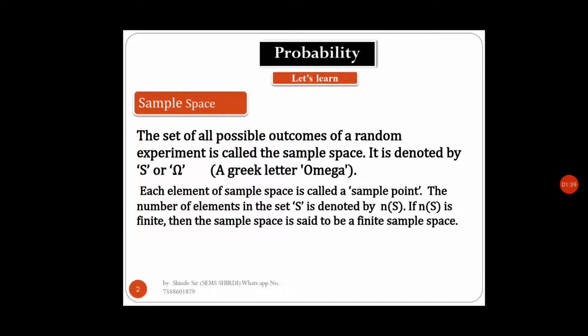In the sample space there are some outcomes or elements, and each element of the sample space is called a sample point. The number of sample points in the set S is denoted by n(S). If n(S) is finite, then the sample space is said to be a finite sample space. Now, following are some examples of finite sample spaces.